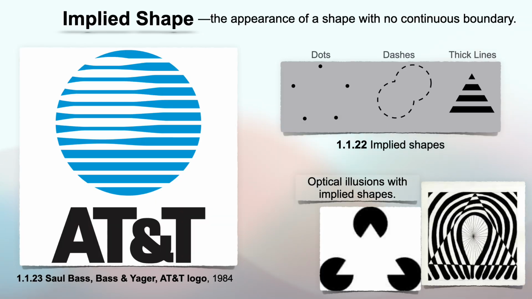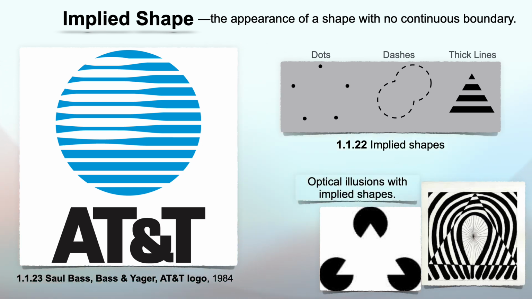On the right, there are dots, dashes, and thick lines. Technically, there are no shapes, yet our eyes are constantly telling our brains that there is a shape within the image. This is a rudimentary form of optical illusion. We call these implied shapes, a pentagon, a peanut, and a pyramid, that our minds want to exist within all that space. Implied shapes are the appearance of a shape with no continuous boundary.